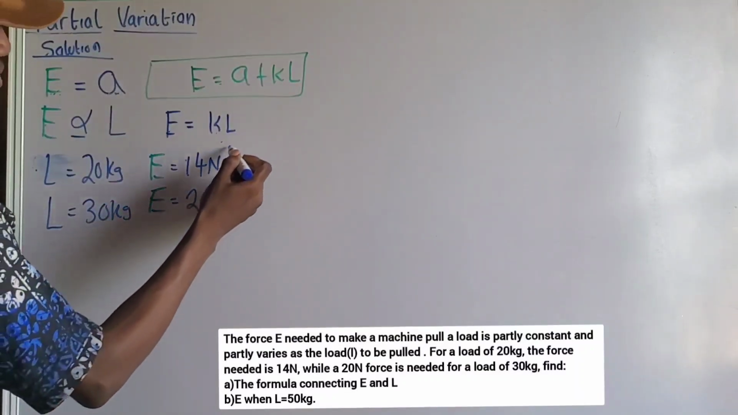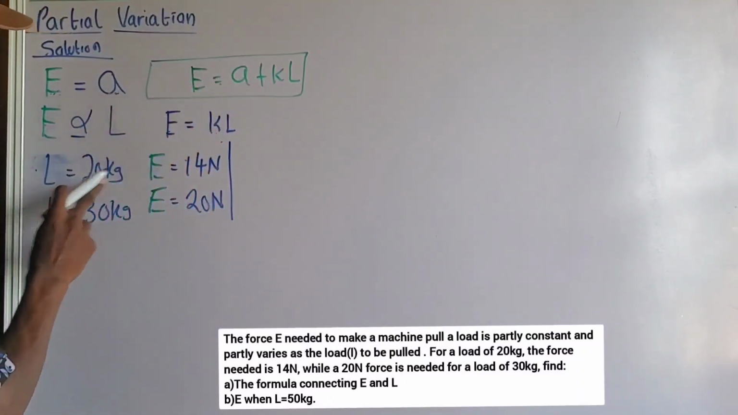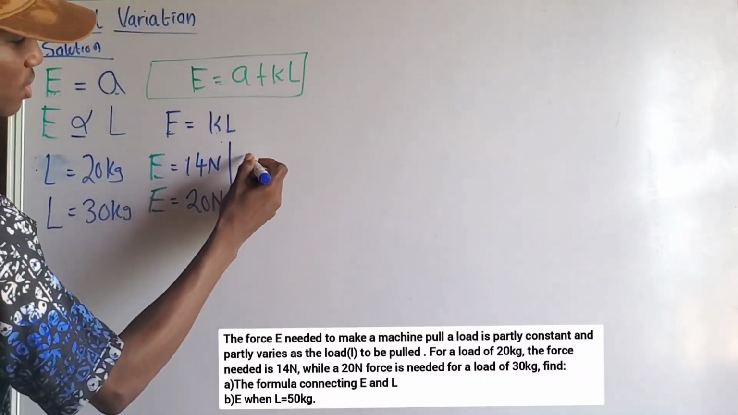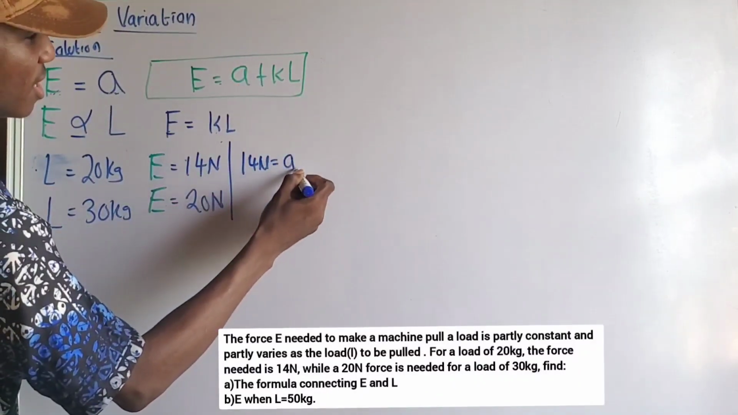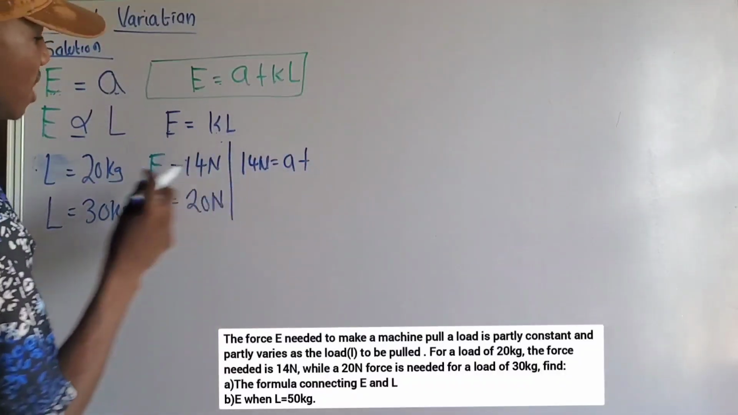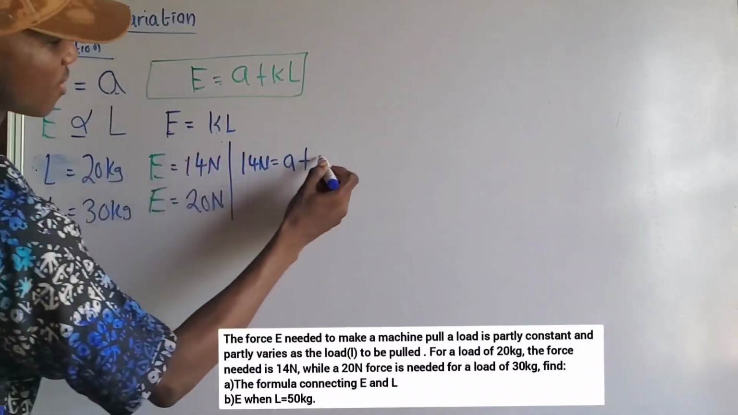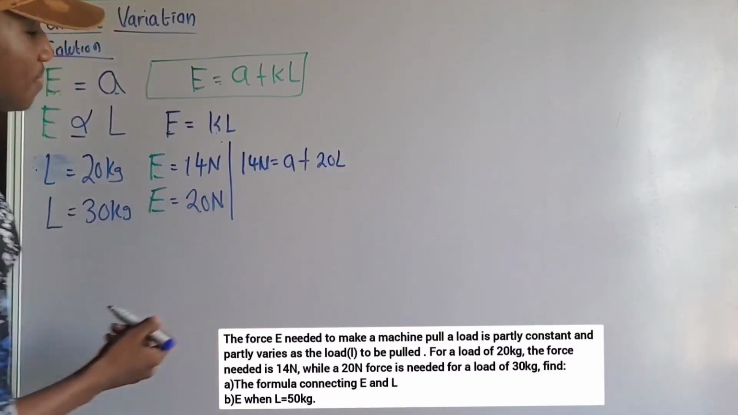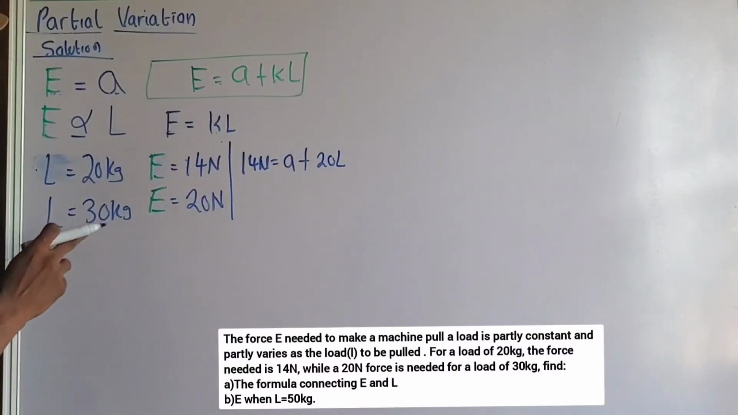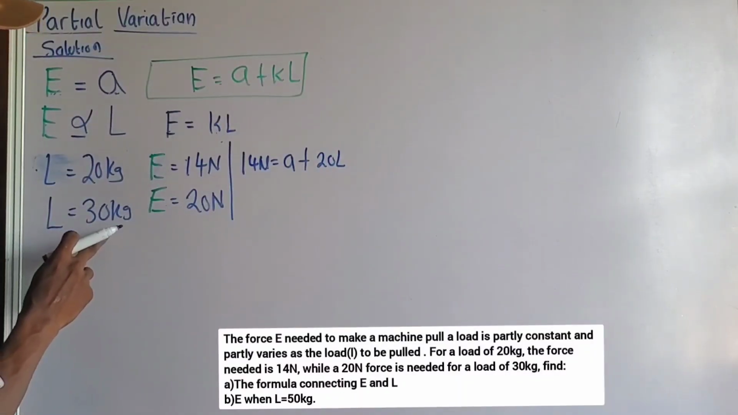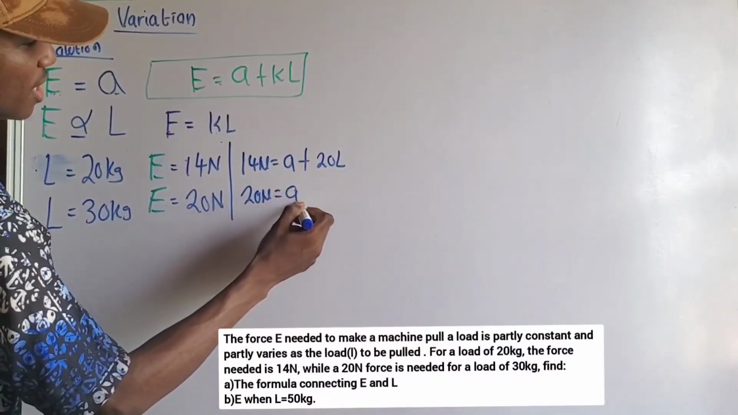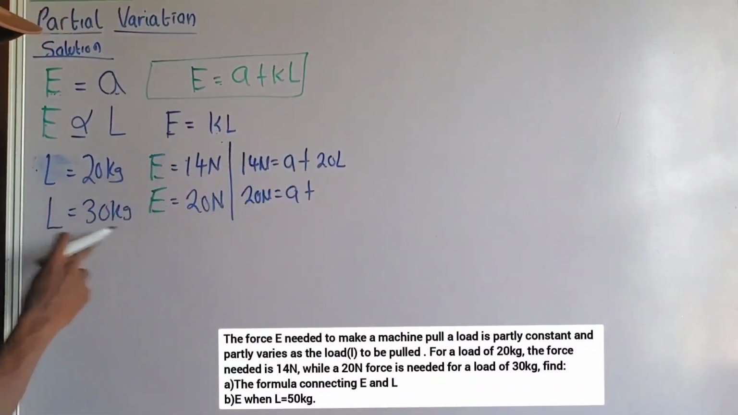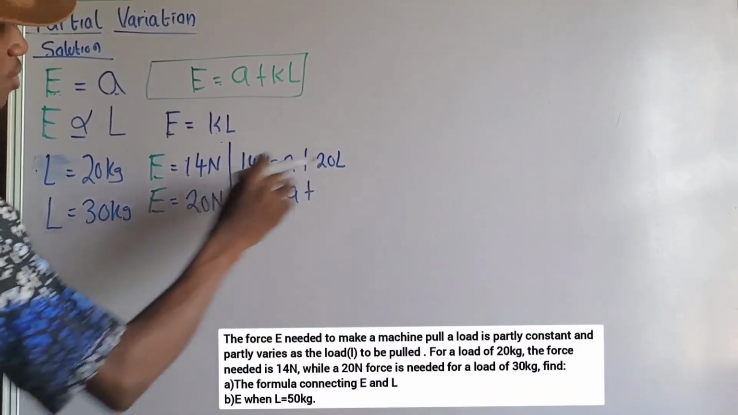So let us substitute those values into this. E is equals to 14 Newton. I'm going to have 14 Newton is equals to A plus KL. We don't know the value of A. L is 20, so I'm going to have multiply 20K. Now, for the second one, we're going to have E is equals to 20 Newton. I'm going to have 20 Newton is equals to A plus, now L is, oh, this will be 20K.